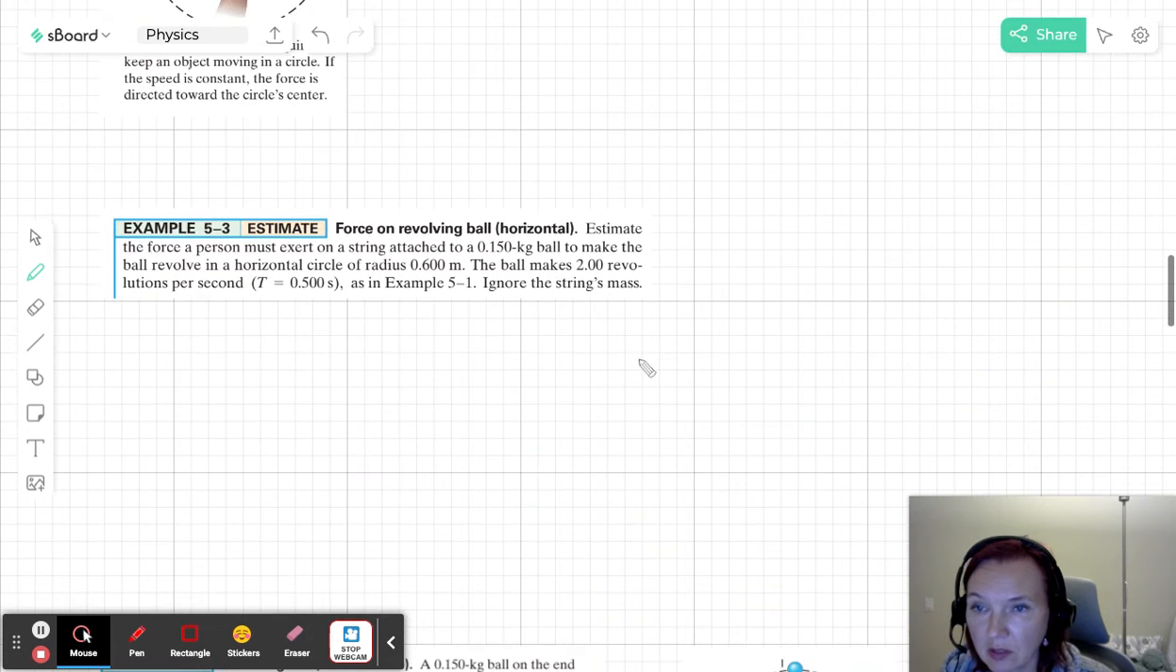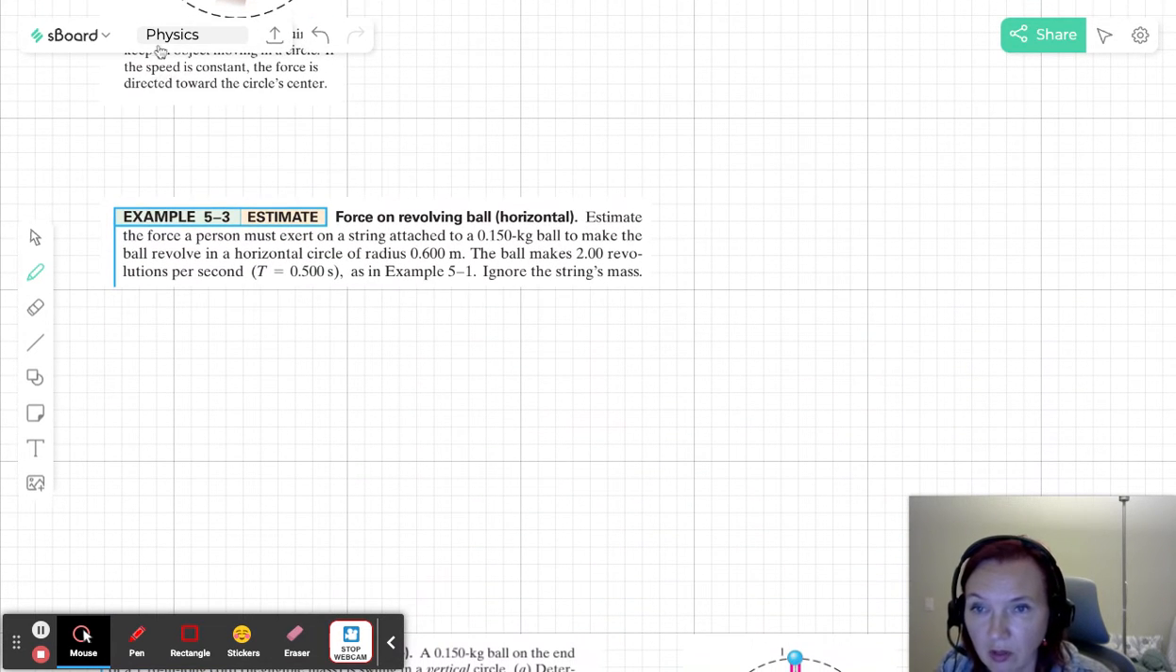So our example is about force on a revolving ball, which is spun horizontally. You just imagine you're spinning it, it spins horizontally. Estimate the force a person must exert on a string attached to a 0.150 kilogram ball to make the ball revolve in a horizontal circle of radius 0.600 meters. The ball makes 2 revolutions per second, which means that the period T is 0.5 seconds. We did that last time in example 5.1, and we are going to ignore the string's mass.